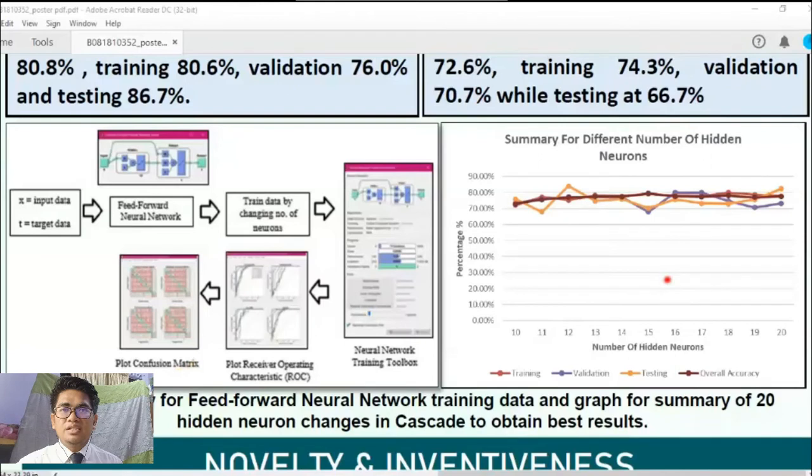Next, the overall summary for different numbers of hidden neurons in the feed-forward method can be plotted in a graph. The graph shows 4 types of data, which are training, validation, testing, and overall accuracy. To conclude, the overall data shows result percentages from 65% to 85%.